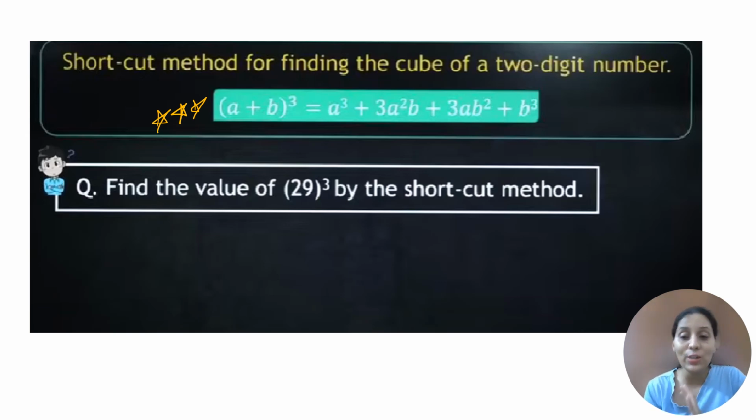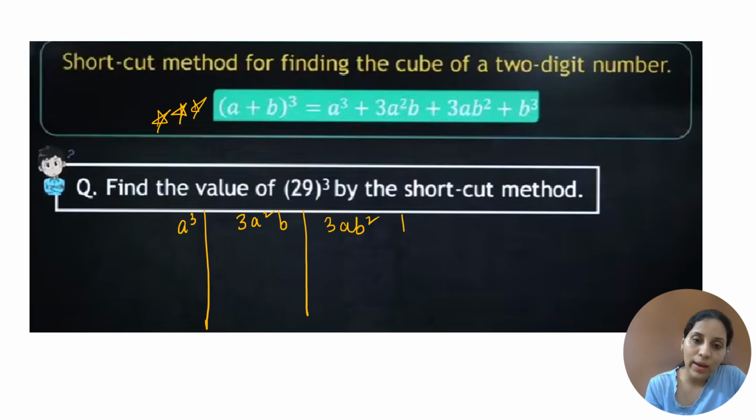So firstly we need to write 29 in terms of A plus B. How can we write this? A plus B whole cube is A cube plus 3A square B plus 3AB square plus B cube. So let me just make this A cube, 3A square B, then 3AB square, and then B cube. Now here I can take A as 2 and B as 9.